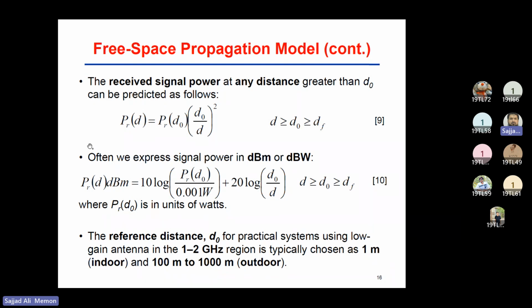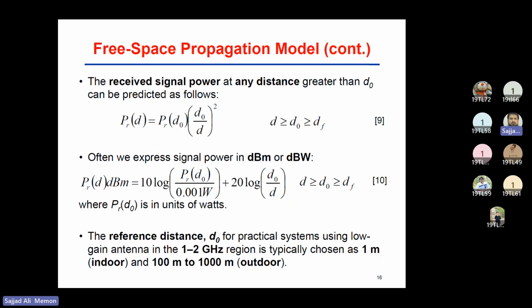We often express signal power in dBm or dBW. So received power in dBm is equal to 10 log of the received power divided by 0.001 watt, plus 20 log of d naught over d. If you want to convert the received power into dBm, then you have to use this expression, where PR of d naught is in units of watts.